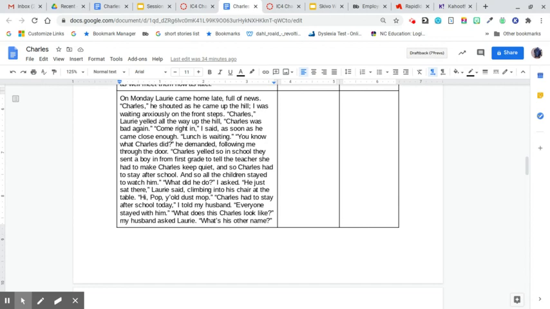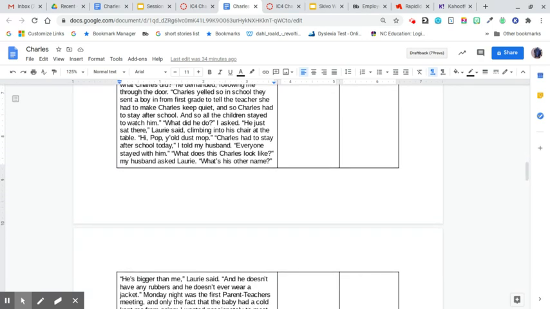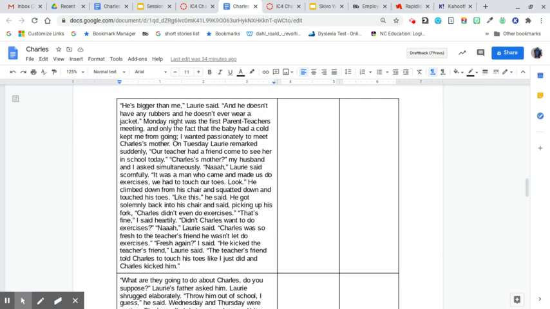"Charles had to stay after school again today," I told my husband. "Everyone stayed with him." "What does this Charles look like?" my husband asked Laurie. "What's his other name?" "He's bigger than me," Laurie said, "and he doesn't have any rubbers and he doesn't ever wear a jacket." Monday night was the first parent-teacher meeting, and only the fact that the baby had a cold kept me from going. I wanted passionately to meet Charles' mother.